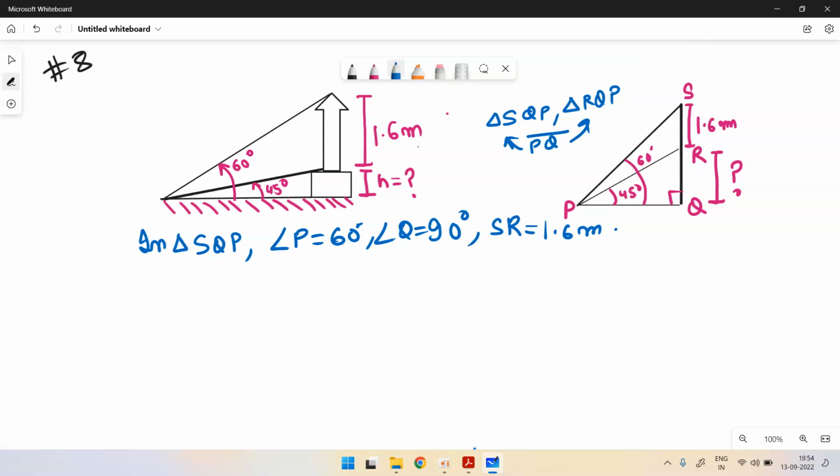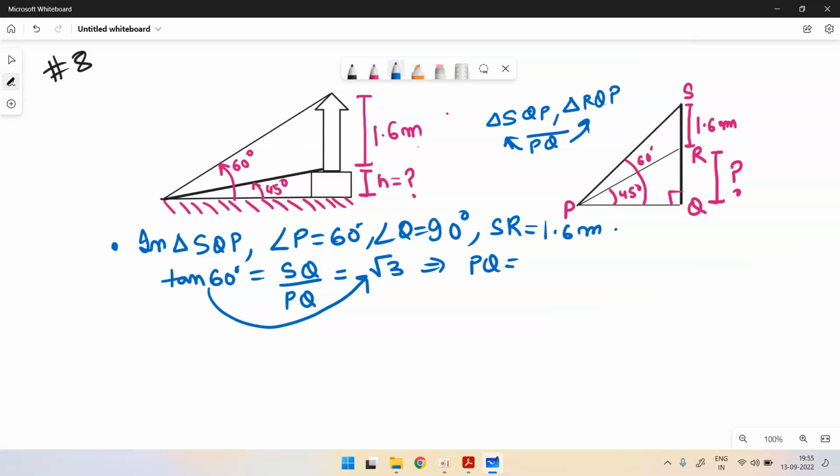So from here, I need to calculate tan of 60 degrees, which is nothing but SQ by PQ. PQ we don't know, but the value of tan 60 degrees is root 3, which implies that PQ equals SQ by root 3. This is one equation.